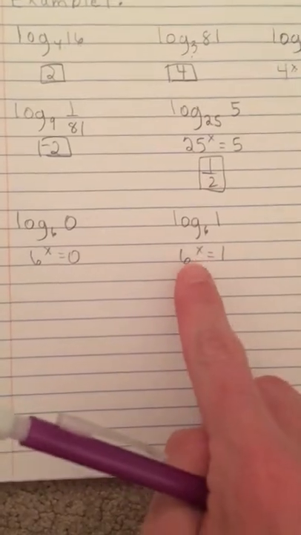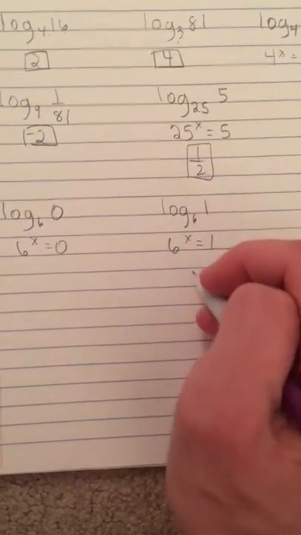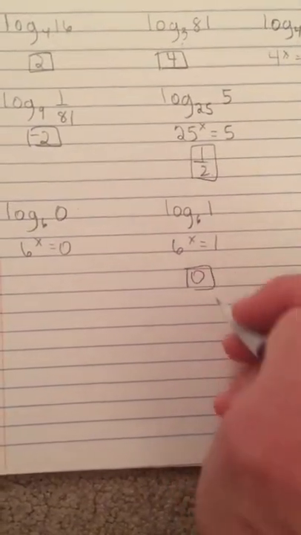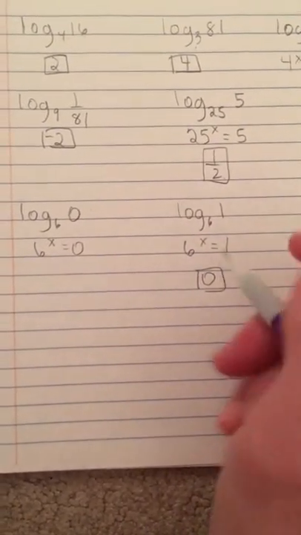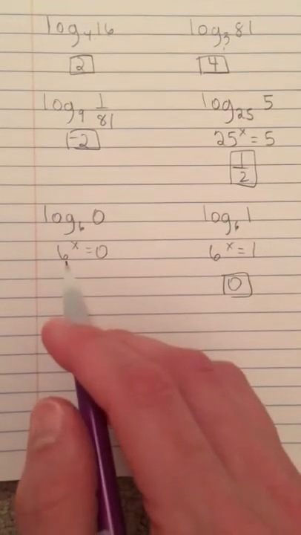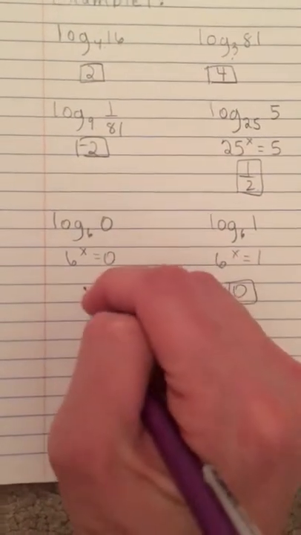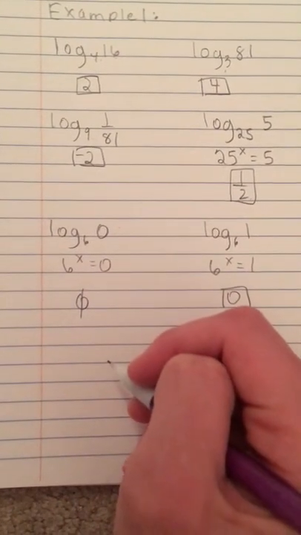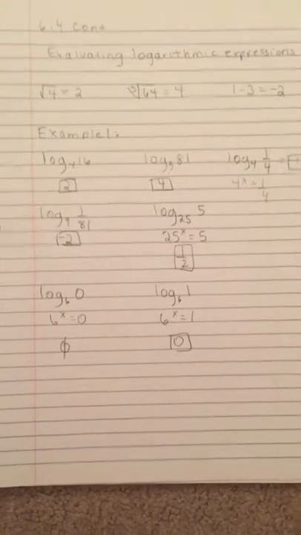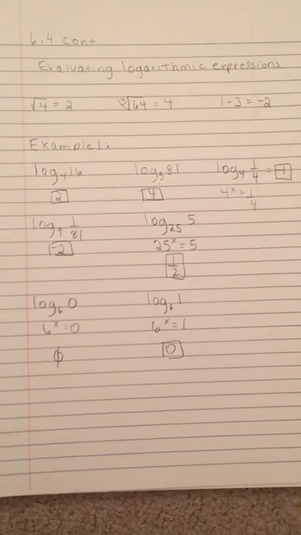So anything to the 0 power is equivalent to 1. So this one evaluates to the value 0. Whereas this guy, 6 to what power equals 0, you can't turn something into nothing. So this actually has no solution. All right, so that's really what evaluating logarithmic expressions looks like.